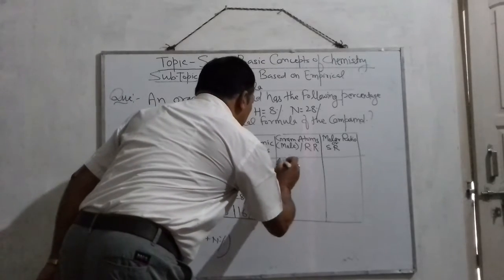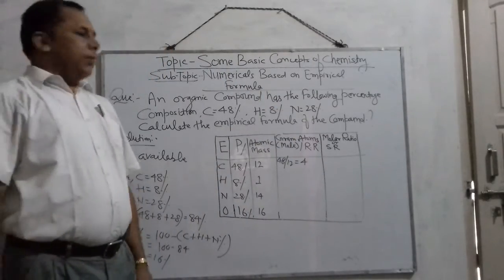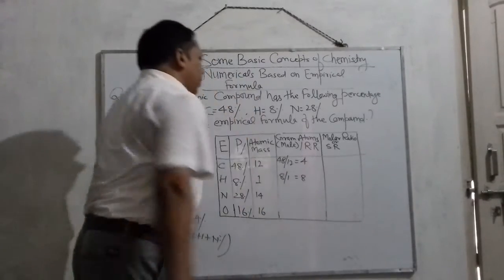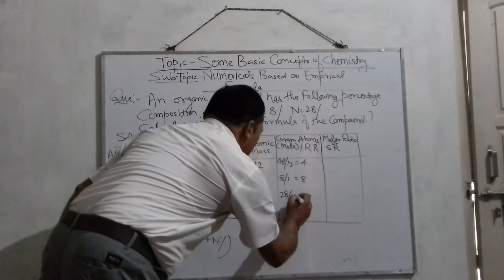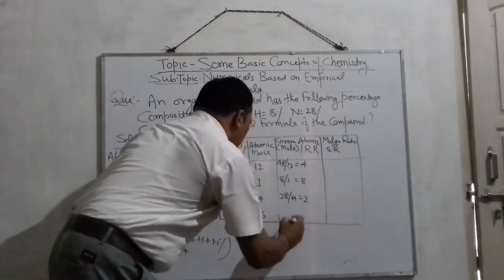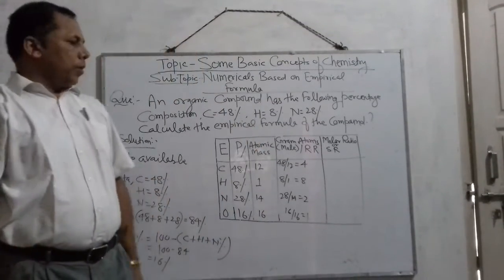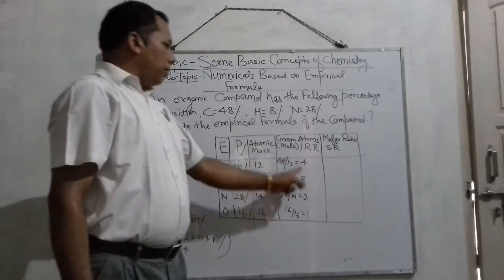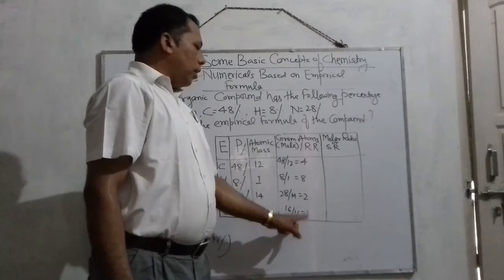So divide 48 by 12. The value is coming 4. Am I right? Similarly, divide 8 by 1. The value will be 8. Similarly, divide 28 by 14. The value is 2. And lastly, 16 divided by 16. The value is 1. Okay? So the relative ratio values are coming 4, 8, 2 and 1.